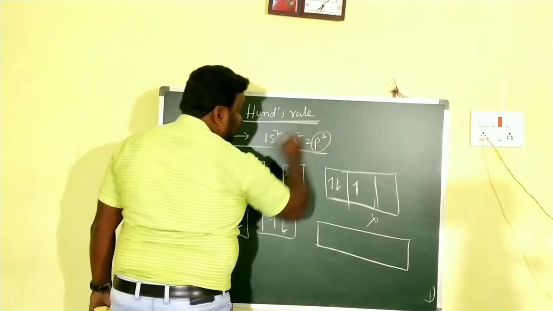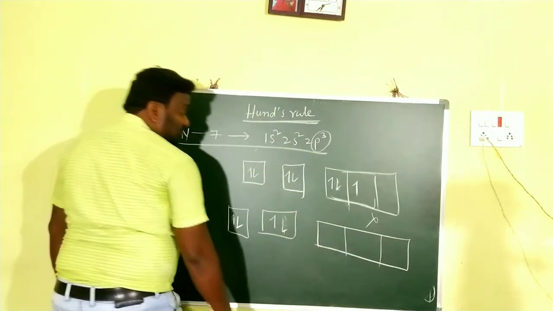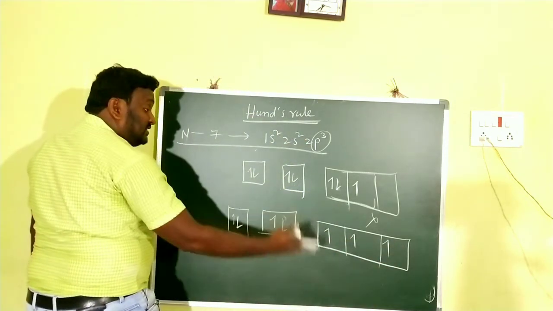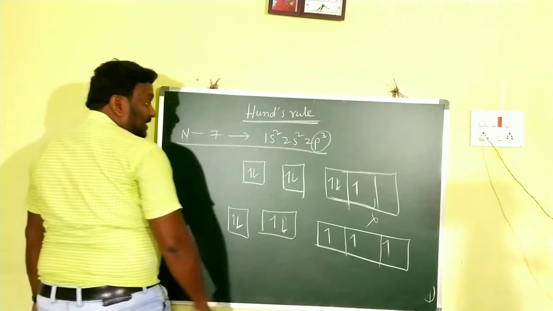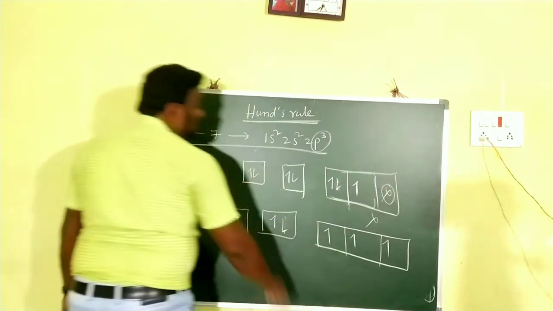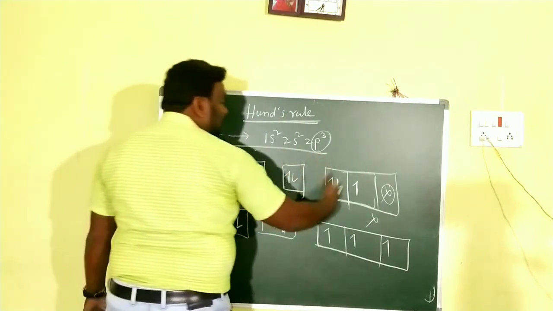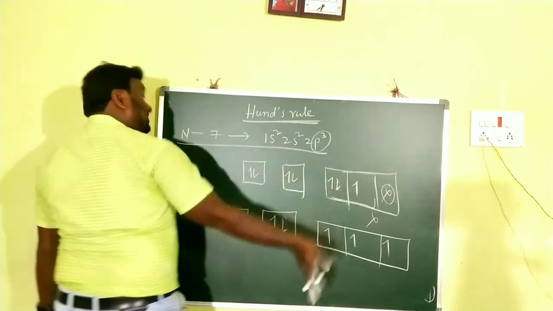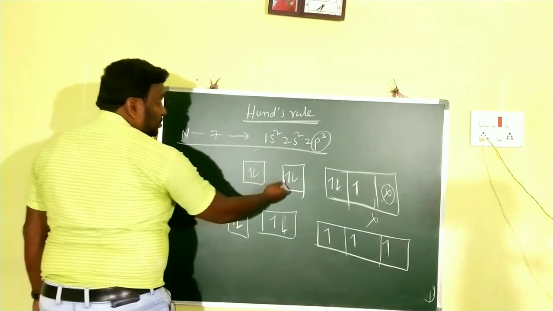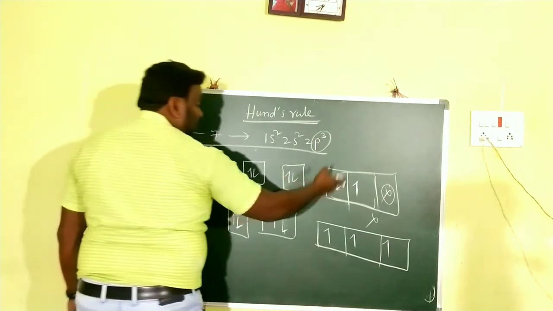In the p orbital, how many degenerate orbitals are there? 3. So first we have to give 1, 1, 1 each. After that only, pairing should take place. But in the given configuration, this orbital is empty. That's why it does not follow Hund's rule. According to Hund's rule, every degenerate orbital must be given 1 electron each. After that only, pairing of electrons takes place. That's why what you wrote is wrong; it does not obey Hund's rule.